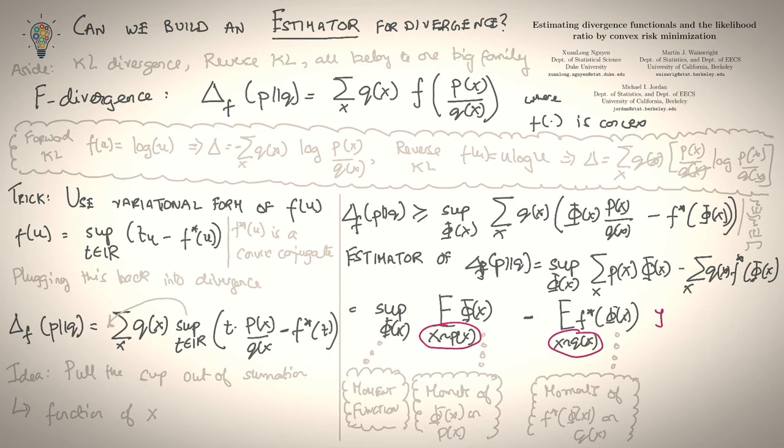And everything in this expression can be evaluated with just samples from P of x and Q of x. So we have a legitimate estimator. Now, does this remind you of something familiar? Something that you've seen in previous lectures? Notice if you have a sup and a min, surely there is an underlying game going on.